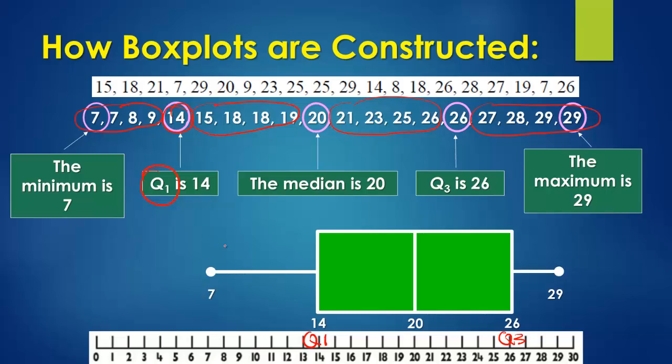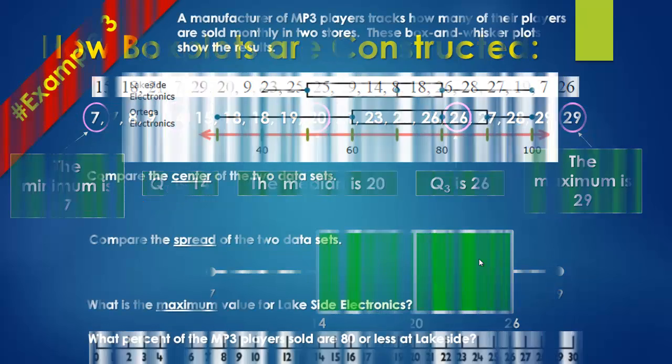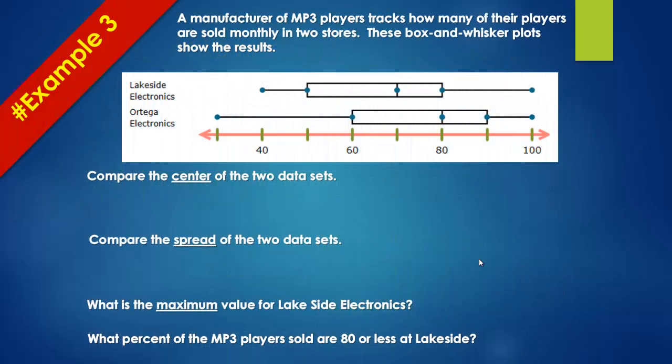All right, so it's not going to be something that always looks even. Like if you look at this one, this length here is much longer than that length there. So don't expect it to look like this nice even box all the time. All right, so let's take a look at the 3rd example. You don't actually have to construct it in these examples, but you do have to interpret it.